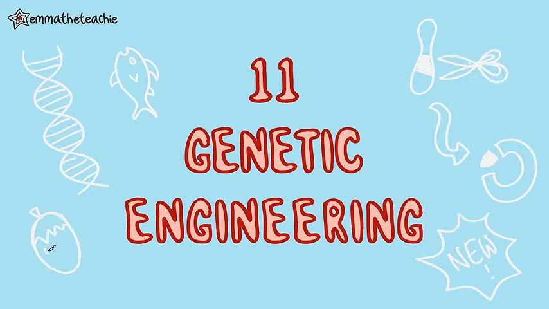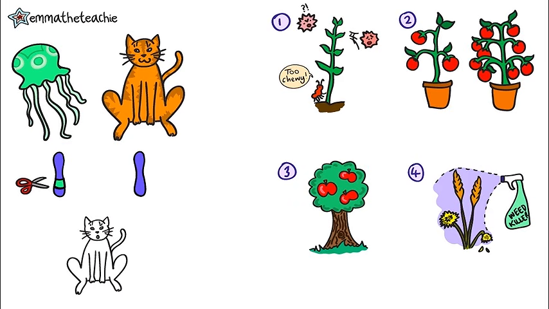11. Genetic engineering. In the last video, we looked at selective breeding. This is a slow process that takes many generations of reproduction to change characteristics. Genetic engineering is a lot faster, but it is more complicated and requires more regulation.